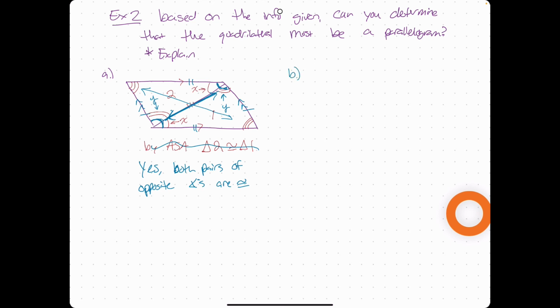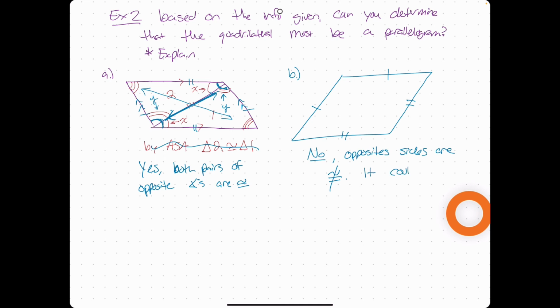How about this one? So I'm going to draw another. It's going to be no. How about this one? And it's no just because the sides aren't opposite from each other. You have two pairs of congruent sides, but they are not opposite. So no, not opposite sides congruent. I could draw the congruent sign with a slash through it, meaning not congruent. It could be a kite.